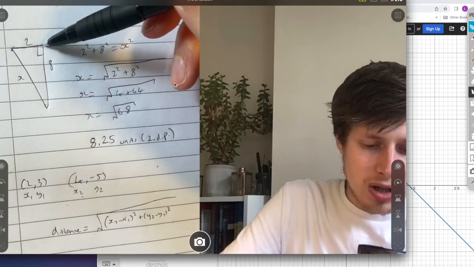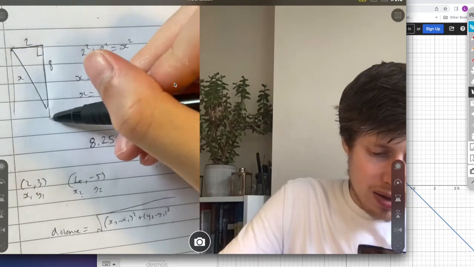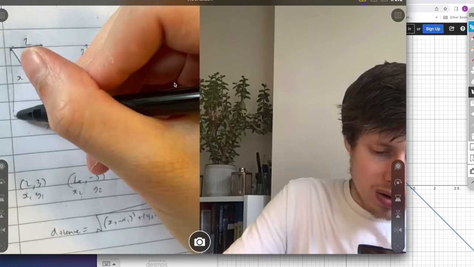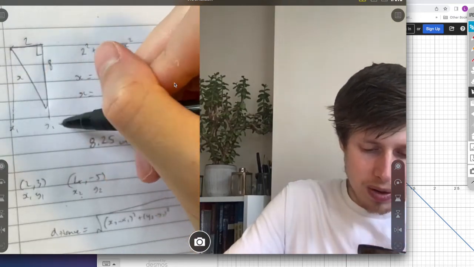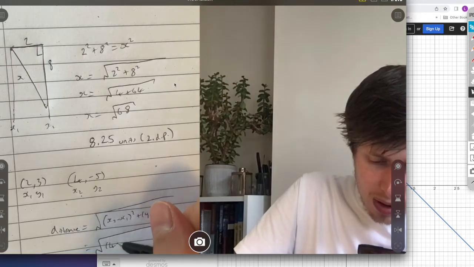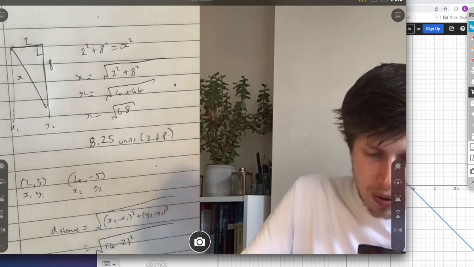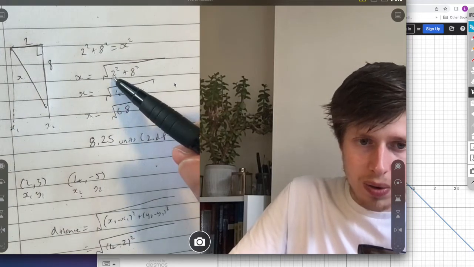This was actually, if you think about it, we went down to the x-axis and we did x2 take away x1, right? x2 take away x1, that was 2. So let's do that. x2 is 4. x1 is 2. Square that. So we get 2 squared. That was this part here, 2 squared.